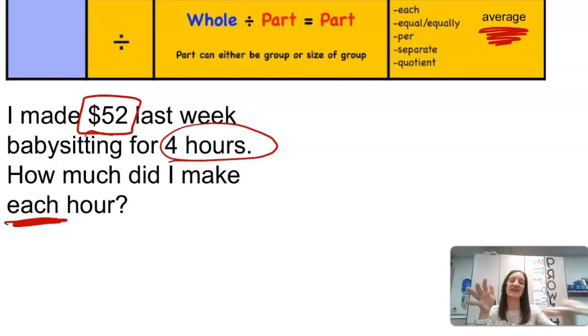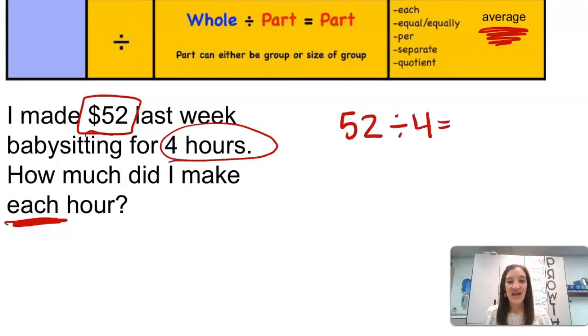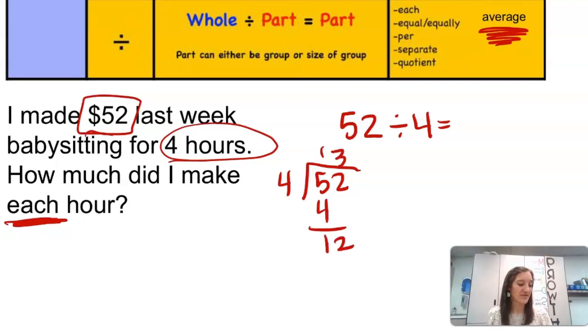So for this example, I'm going to take 52, that is my whole, and I'm going to divide it between the 4 hours. And that will give me how much I made for each 1 hour. So the first number always goes inside, and I'm left with $13.